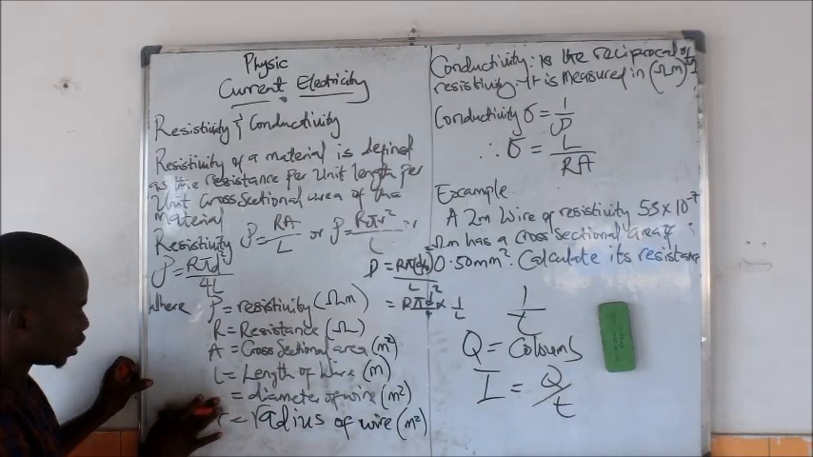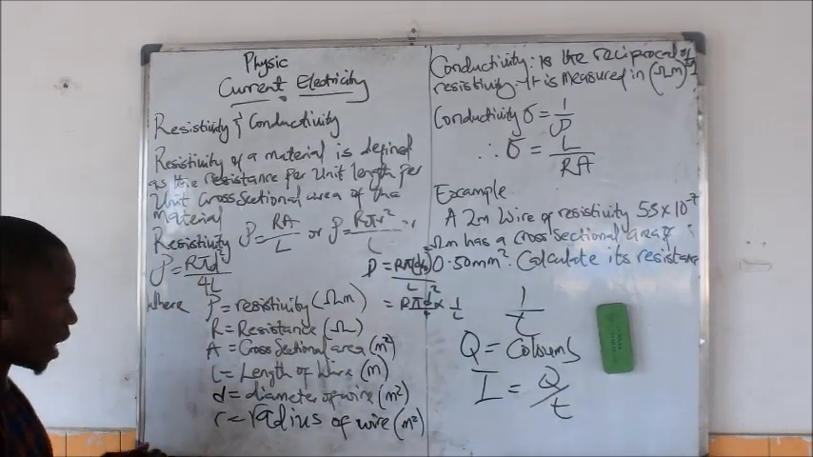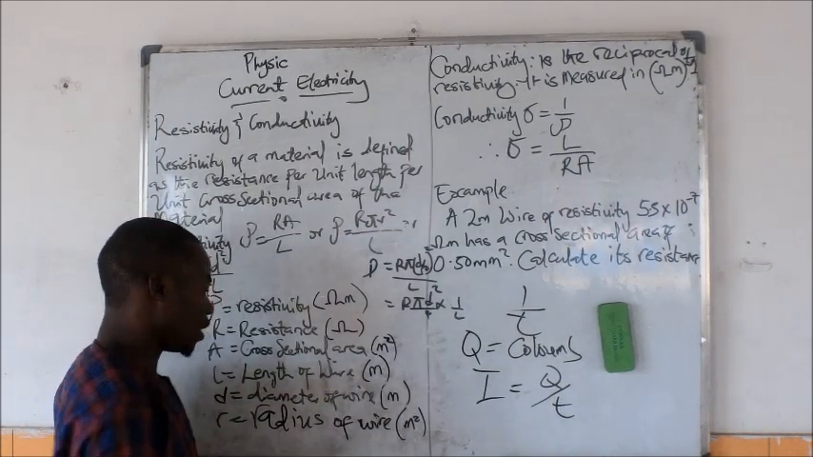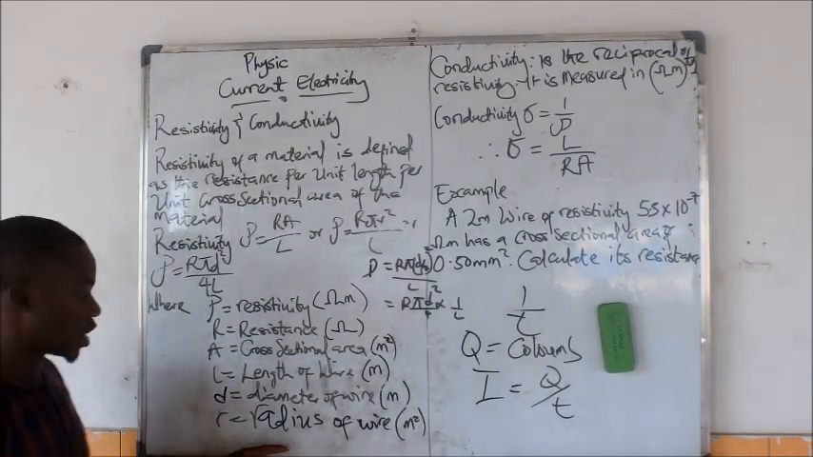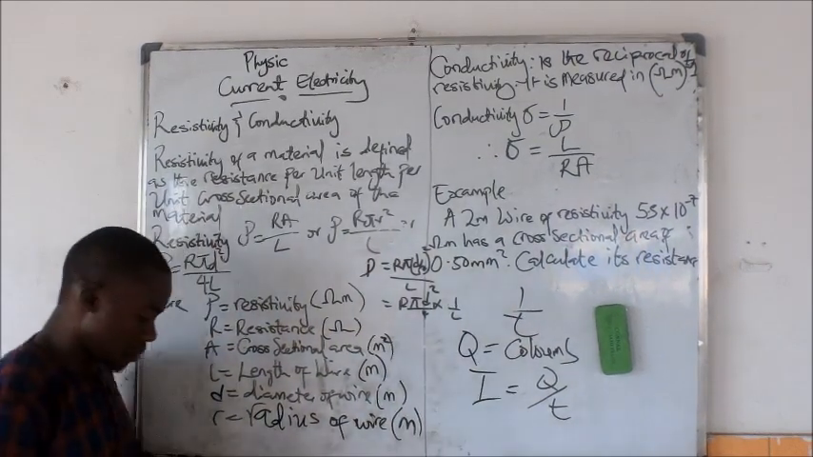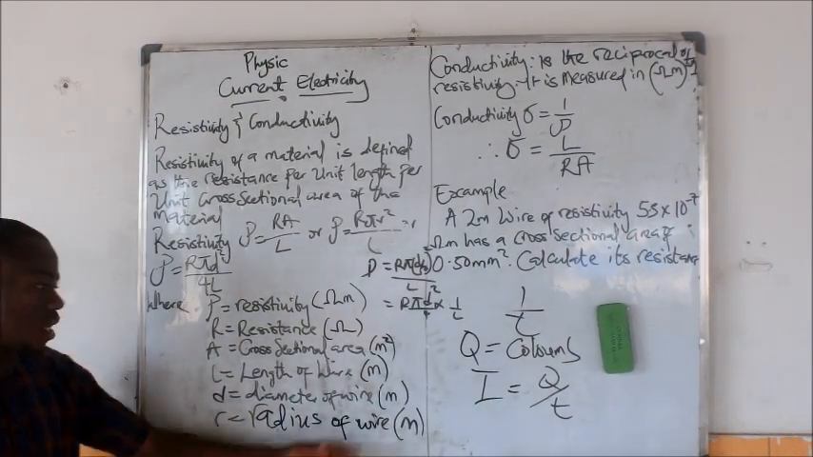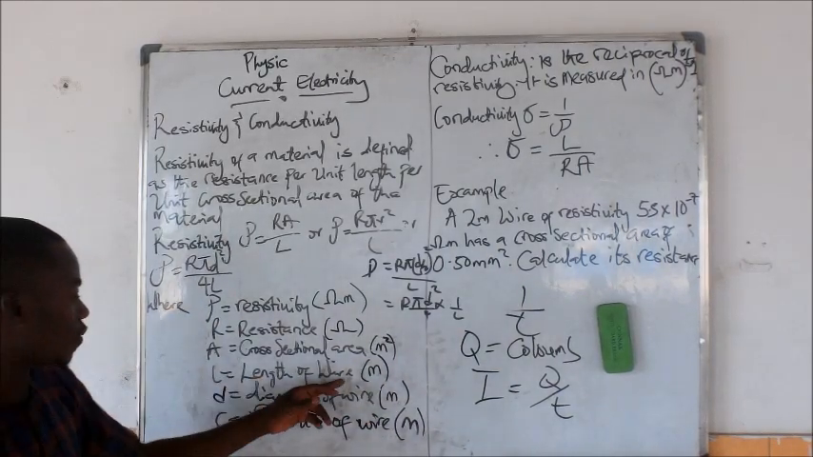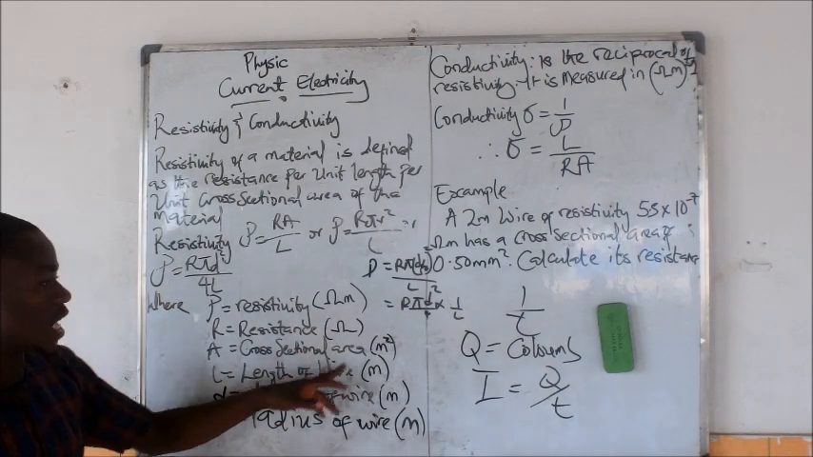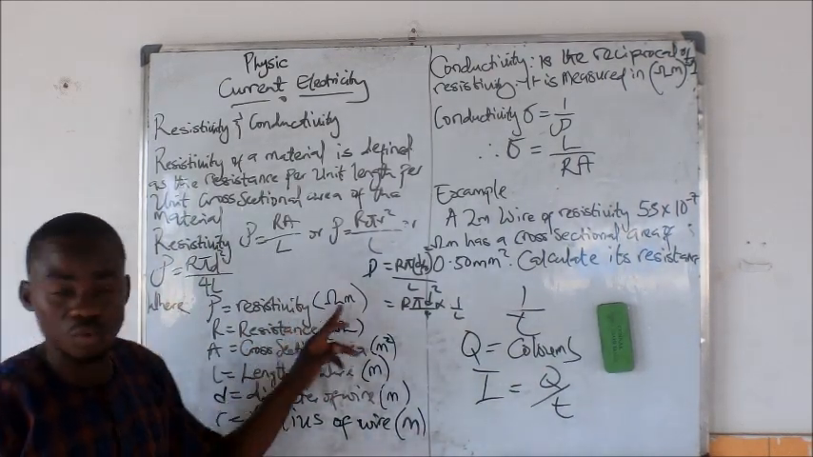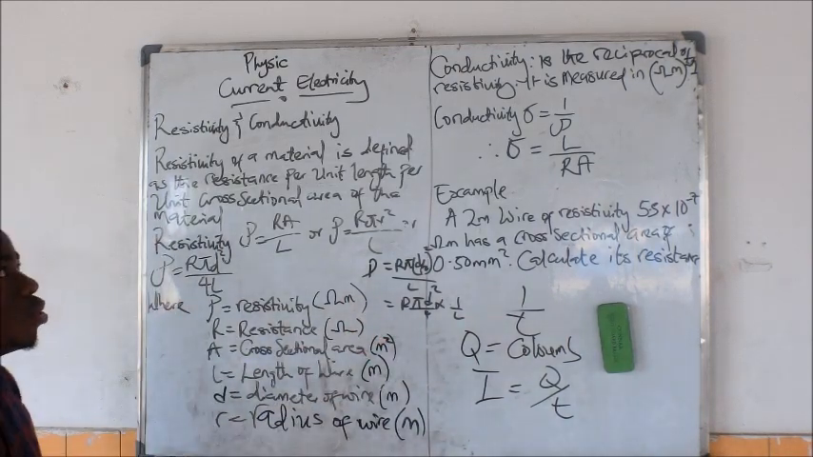D is the diameter of the wire, which is also in meter. And r is the radius of the wire, which is also in meter. The length of the wire is also in meter. The cross-sectional area is in meter squared. Resistance is in ohm, while resistivity is in ohm meter.